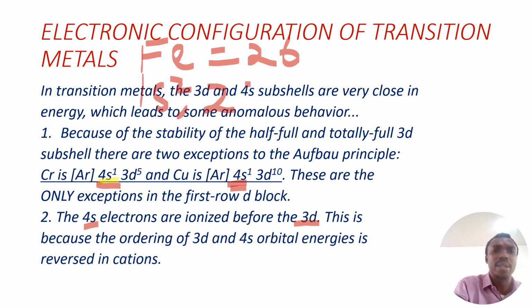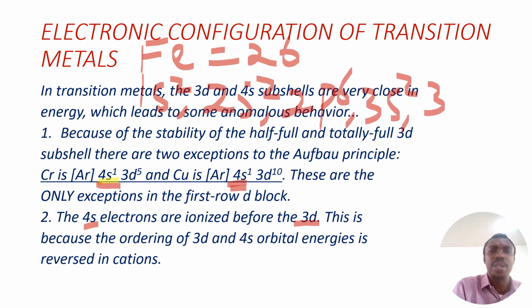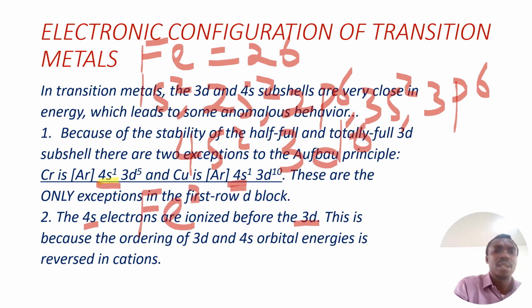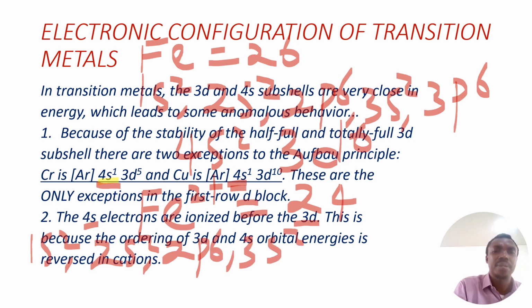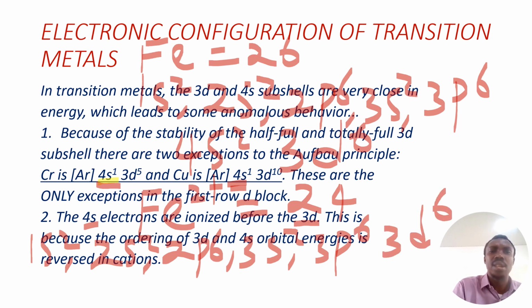1s2, 2s2, 2p6, 3s2, 3p6, 4s2, then 3d6. But if it is Fe2+, that means there's loss of 2 electrons, which is 24. So it will be 1s2, 2s2, 2p6, 3s2, 3p6, then 3d6. You see that there's loss of the 4s electrons in Fe2+.